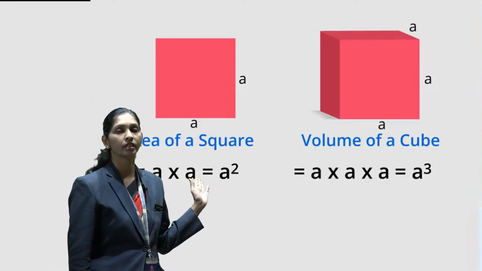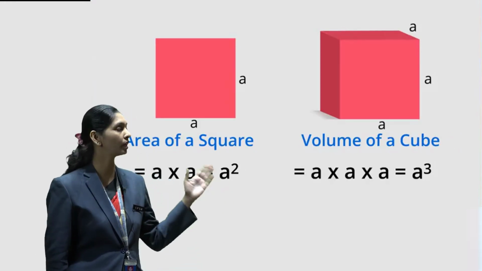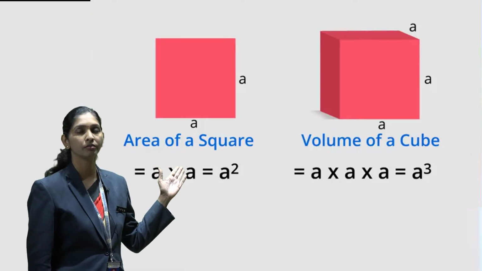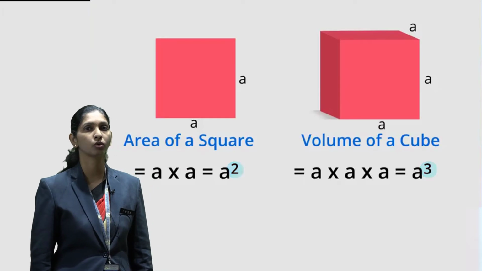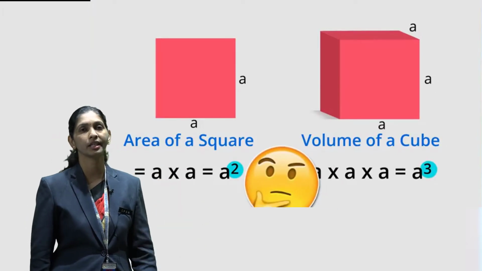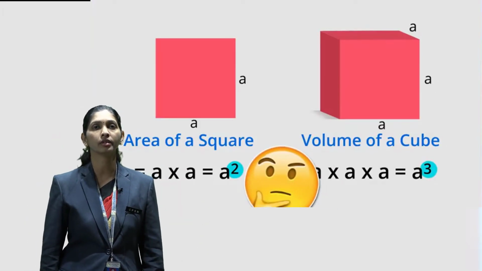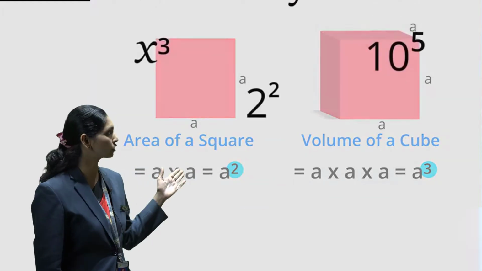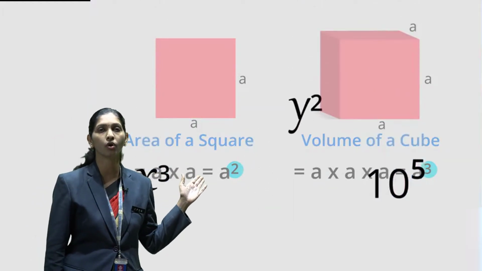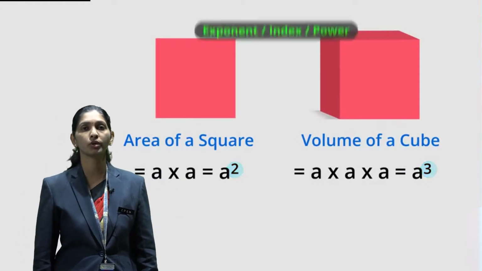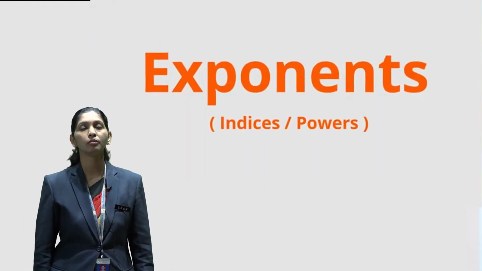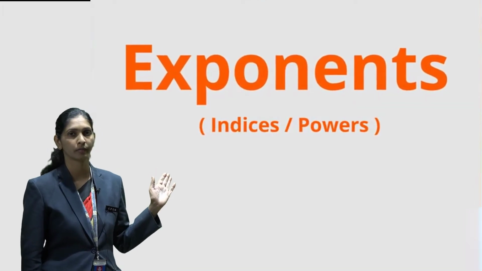So students, if we see clearly, there is one number at the upper right corner of the A. So what does that mean? That means this number is nothing but an exponent or index, or we can say a power. So students, today we are going to learn more about exponents.